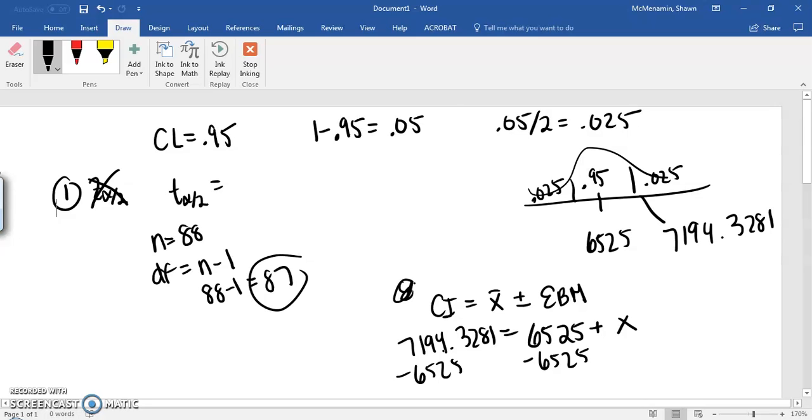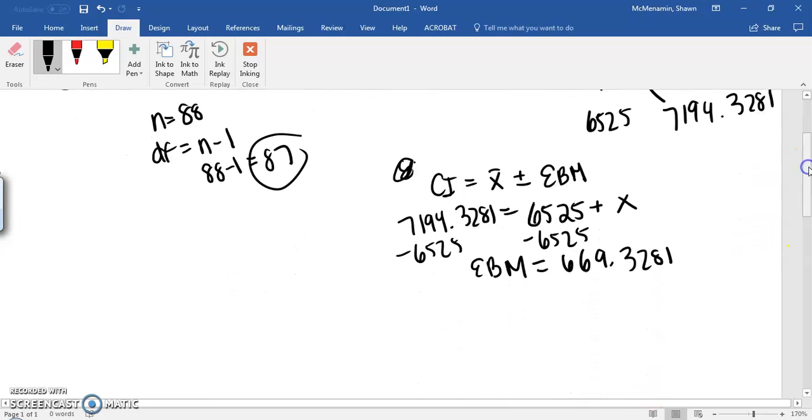When you subtract 65.25 from each side, you get 7194.3281 minus 65.25, which gives you your EBM. Your EBM is 669.3281. You could also do that for your lower bound. So the lower bound was 5855.6719 equals X bar, which is 65.25, plus X. You could actually put EBM here.